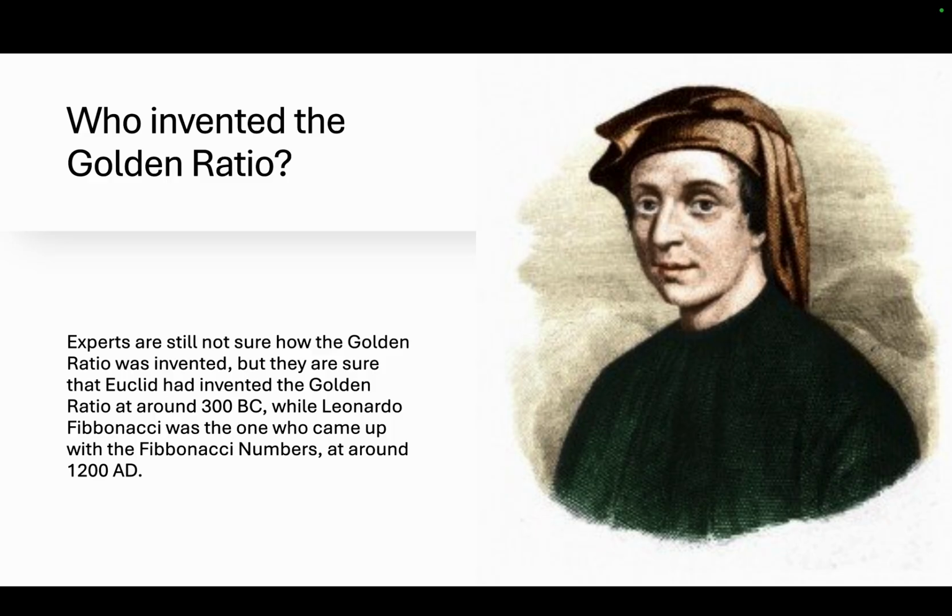So, who invented the golden ratio? Experts are still not sure how the golden ratio was invented, but they are sure that Euclid was a person who invented the golden ratio, and he had invented it at around 300 BC, while Leonardo Fibonacci was the one who came out with the Fibonacci numbers at around 1200 AD, which is about 800 years ago.